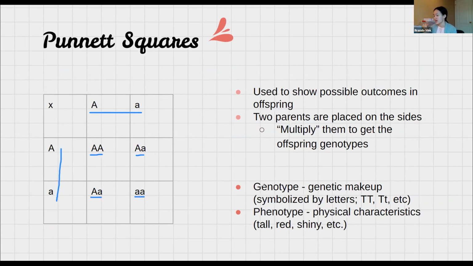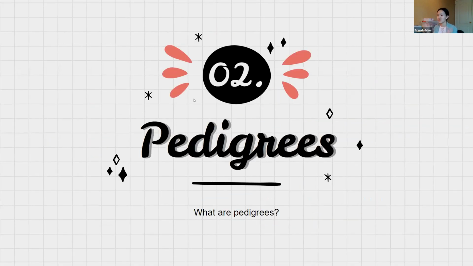Genotype would be the genetic makeup, which are these actual letters right here, but a phenotype would be the physical characteristics, like tall, red, or shiny, just the actual characteristic. So I think that's everything for a recap. Any questions on the recap so far?